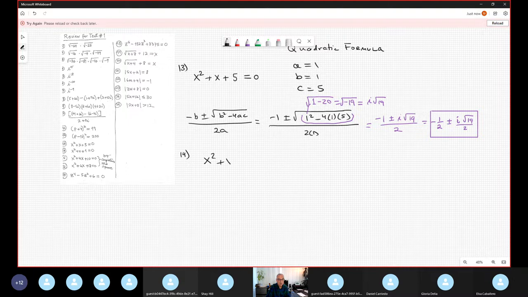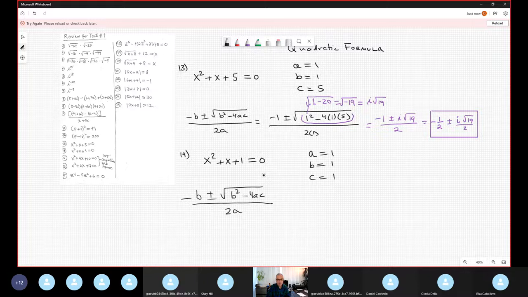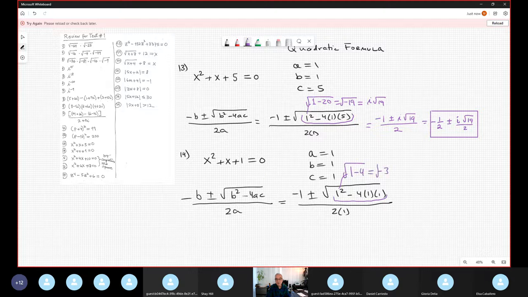Number 14 is similar. It is x squared plus x plus 1 equals 0. Super easy. A is 1, B is 1, C is 1. Again, you apply the famous quadratic formula. Everything is 1 in this example. So minus 1 plus or minus the square root of 1 squared minus 4 times 1 times 1, everything divided by 2 times 1. Now here inside the radical, remember the order of operations, this is 1 minus 4, which is minus 3. And the square root of minus 3 is i radical 3. So we have minus 1 plus or minus i radical 3 divided by 2, which is 2 times 1.